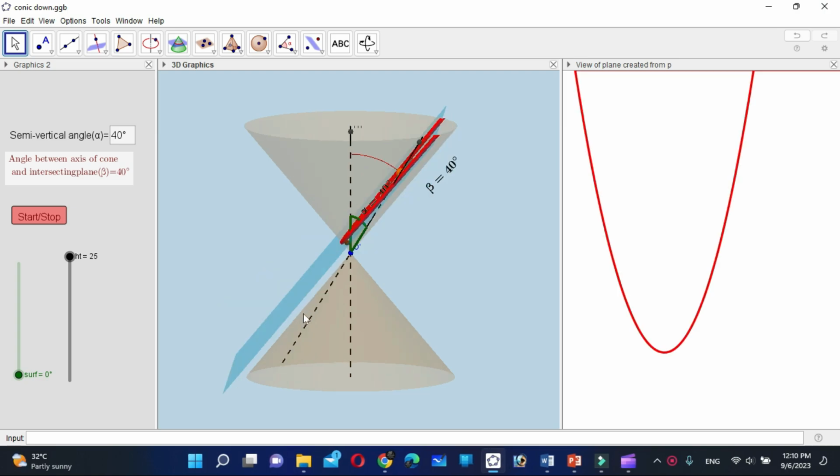Parabola. A parabola is formed when the cutting plane is parallel to the generator of the cone. In this case, the angle made by intersecting plane is equal to the semi-vertical angle.